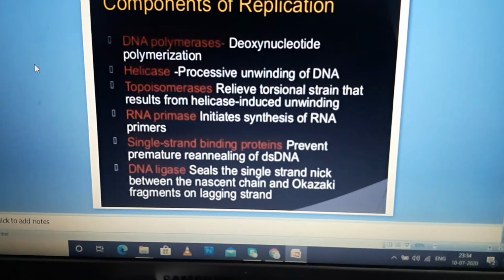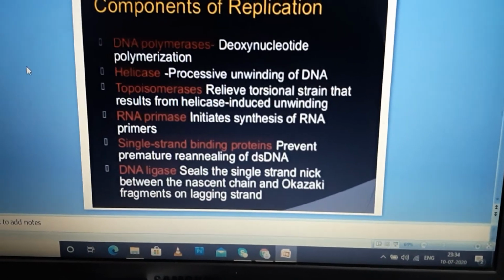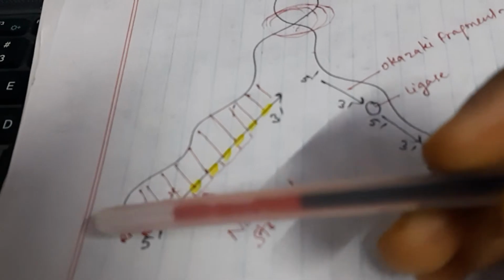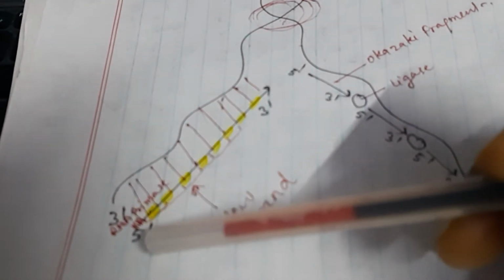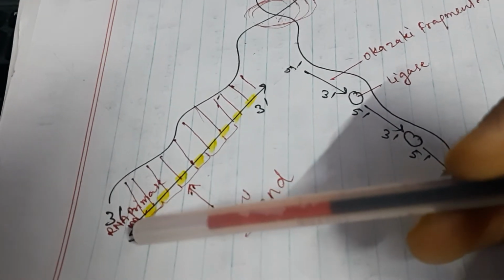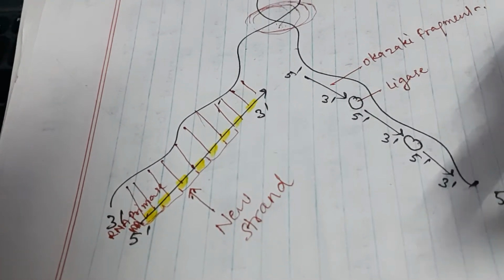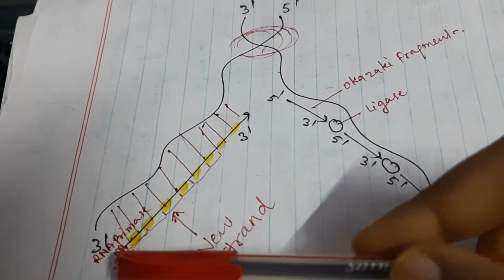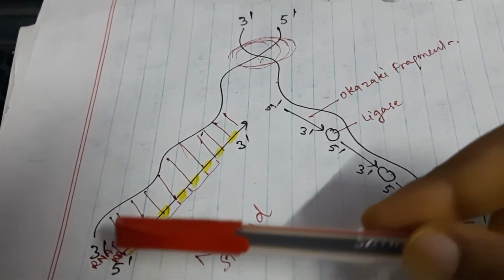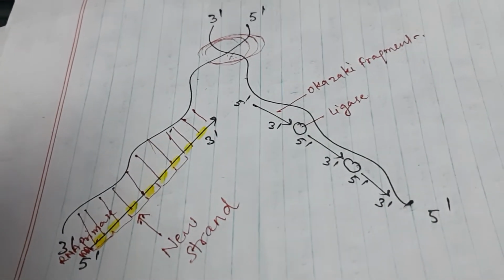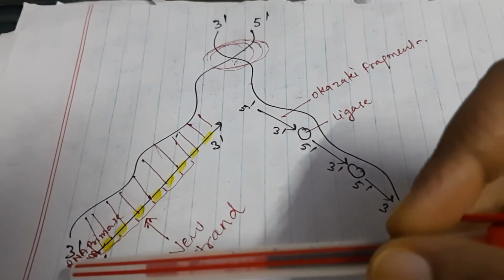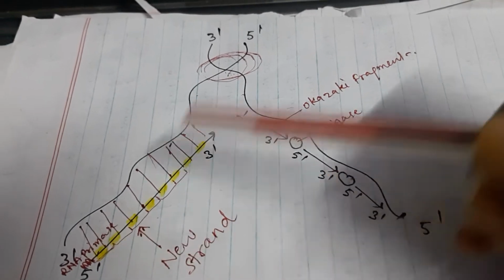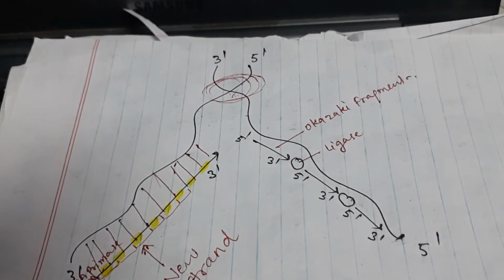We need RNA primase. It initiates the synthesis of the RNA primer. As we have seen, the RNA primer, the red part you can see in the beginning, is required because it has a free 3-OH, so that it can initiate the synthesis of the new strand.